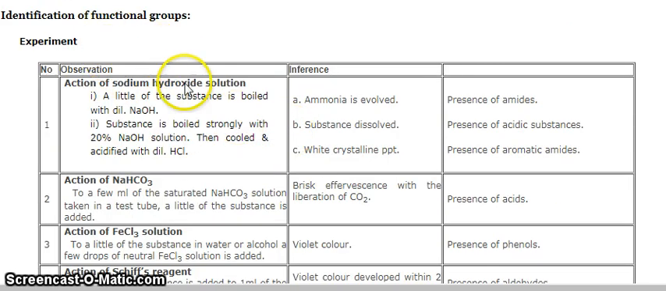Now friends, identification of functional groups. You do the experiment. This is your observation. This is your inference. Action of sodium hydroxide solution. A little of the substance is boiled with dilute NaOH. Ammonia is evolved: presence of amide. Substance is boiled strongly with 20% sodium hydroxide solution, then cooled and acidified with dilute HCl. Substance dissolved: presence of acidic substance. White crystalline precipitate: presence of aromatic amides.